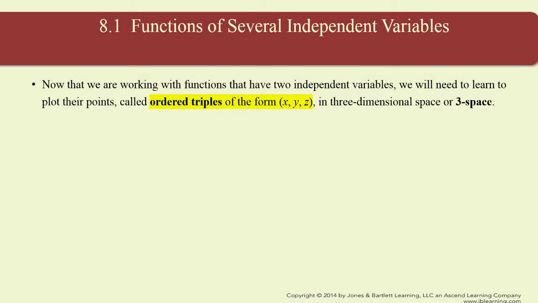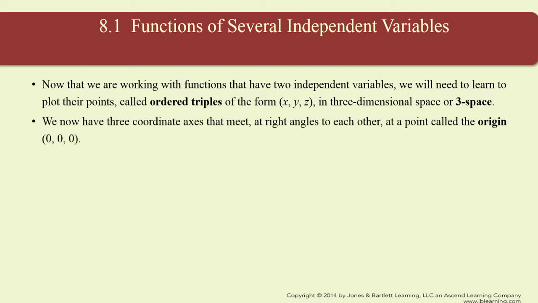And when we plot these points, we plot them in 3 space, so it's 3 dimensions. So we're going to have three axes. We're going to have an x-axis, a y-axis, and a z-axis. And our 3 axes are all going to meet at right angles to each other. And where they meet, we're going to call that point the origin.